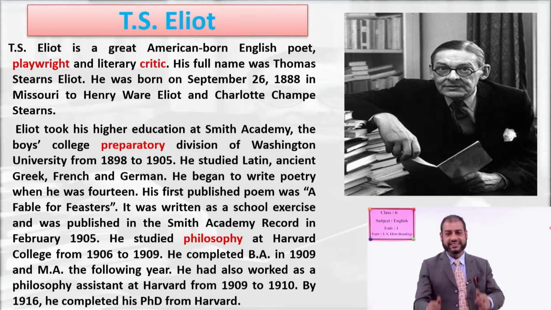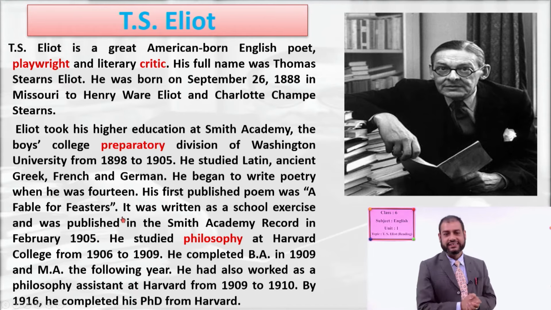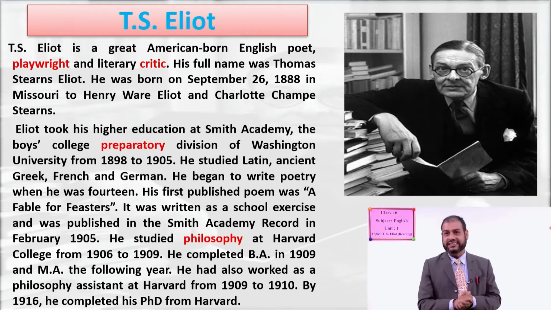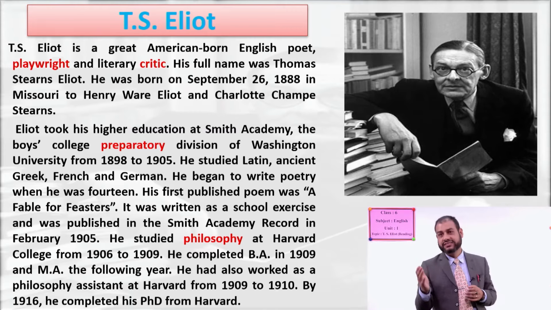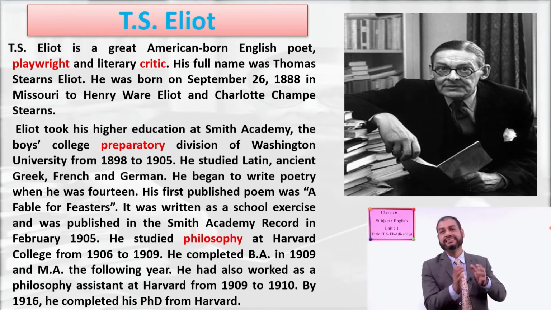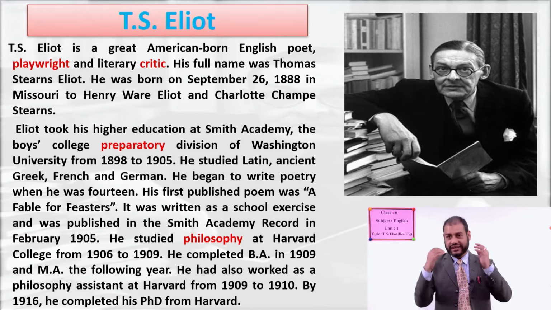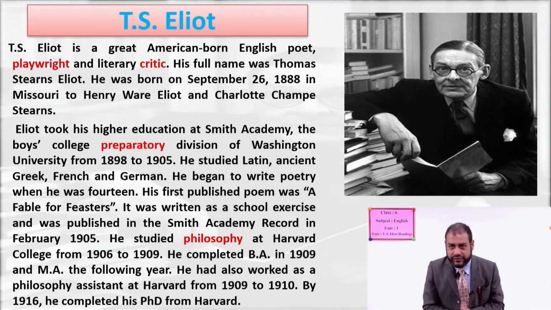You are correct again. The title of the poem was A Fable for Feasters. You are right. Good. See, it was written as school exercise. He did not write it to publish in the newspaper. Okay. His teacher assigned him to write and he did that as his school exercise. So from there, his career, or you can say profession, started writing the poems. Is that clear to you?